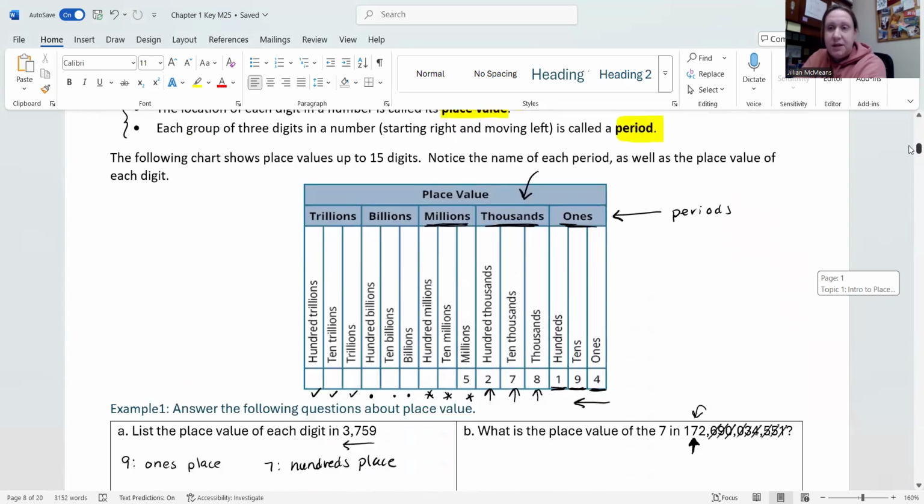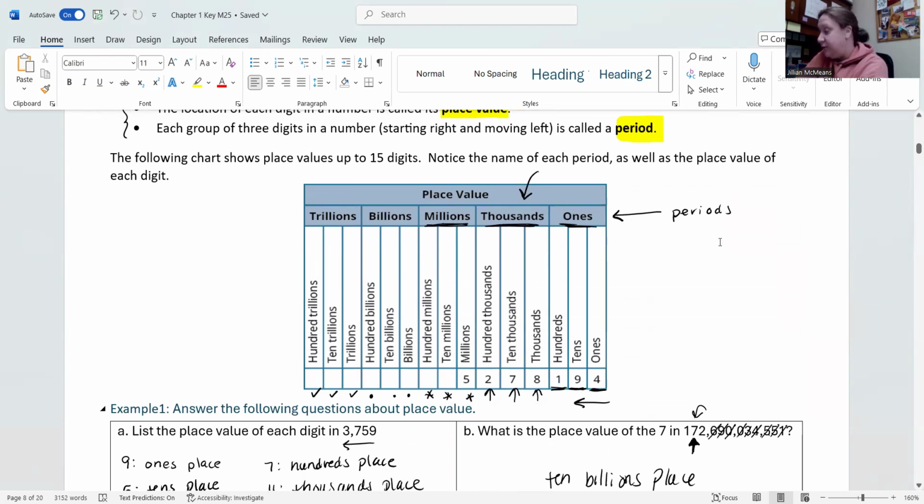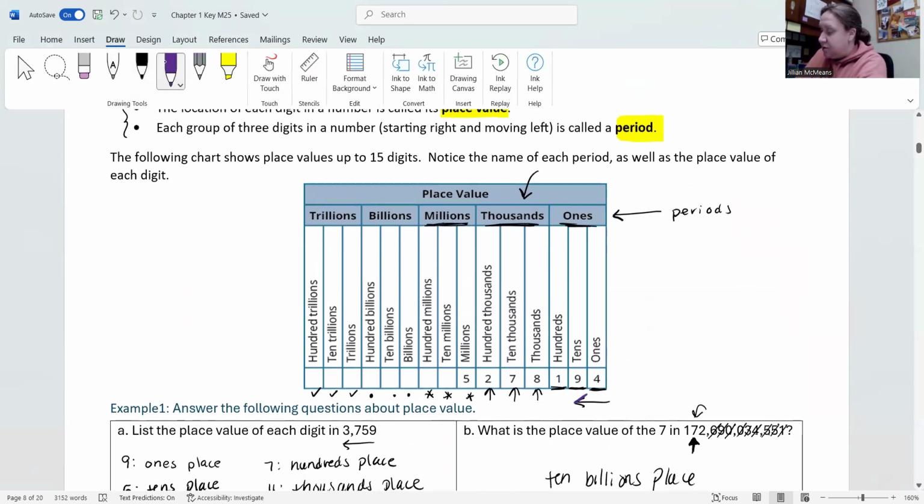So you should have this place value chart. Starting from the right and working our way left, the digits have a place value of the ones place, the tens place, the hundreds place. Then we get a comma. Thousands, 10,000s, 100,000s, comma. Millions, 10 millions, 100 millions, comma. Billions, 10 billions, 100 billions, comma. Trillions, 10 trillions, 100 trillions.